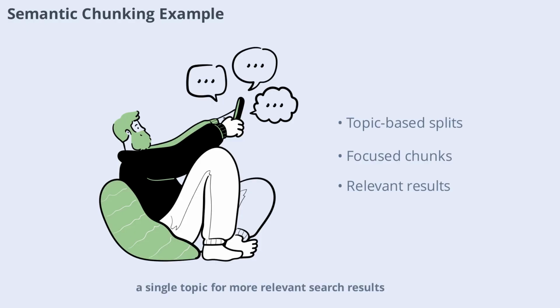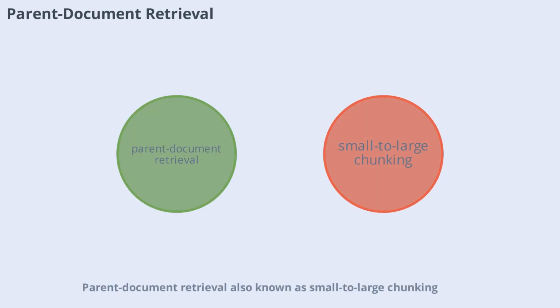more relevant search results. Parent document retrieval, also known as small-to-large chunking, involves splitting a document into small child chunks for precise searching and linking them to larger parent documents. When a query matches a child chunk, the system retrieves the entire parent context, providing the language model with comprehensive information for generating accurate answers.